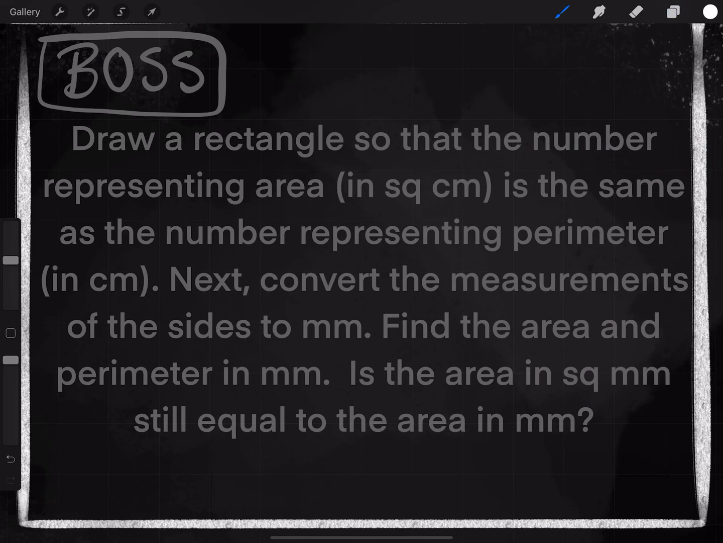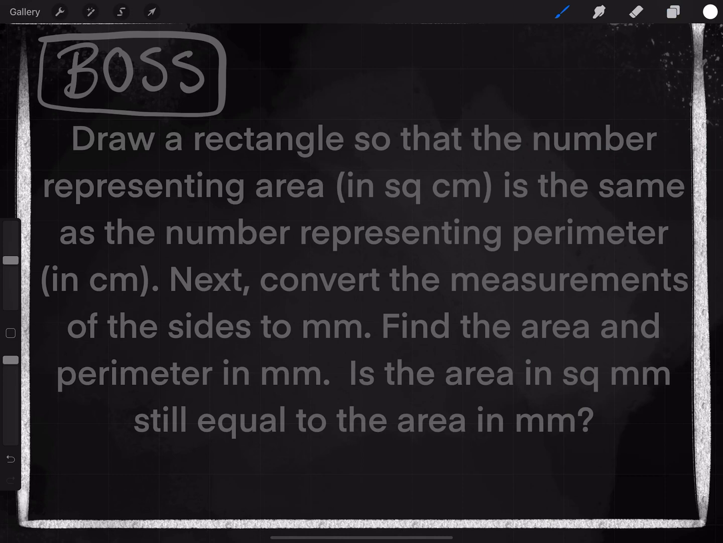Next, convert the measurements of the sides to millimeters, because your original rectangle will be in centimeters. Now change it to millimeters. Then find the area and perimeter in millimeters. Is the area in square millimeters equal to the perimeter? This should say perimeter.